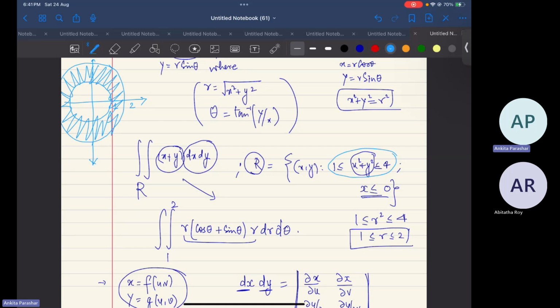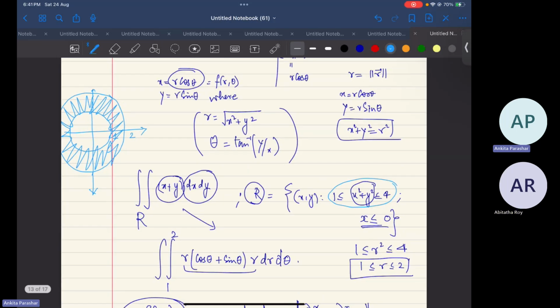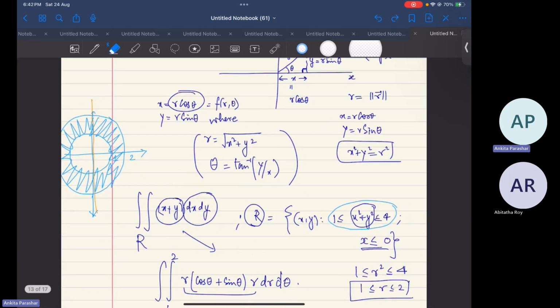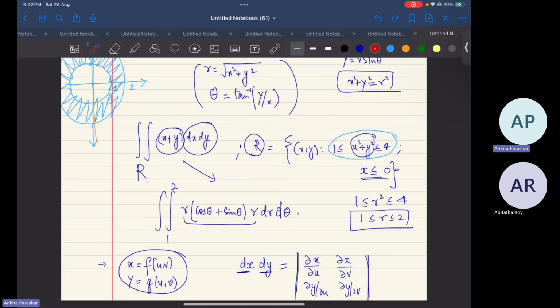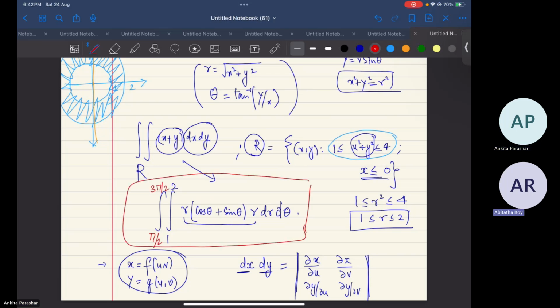And x is negative. This is crucial here. Can you tell me which quadrants have x negative? Second and third quadrant. And can you tell me the angle for the second and third quadrant? This is what we were looking for. It's pi by 2 to 3 pi by 2. Exactly right. So the theta angle is pi by 2 to 3 pi by 2, and this is how you will write your limits. Does it make sense?